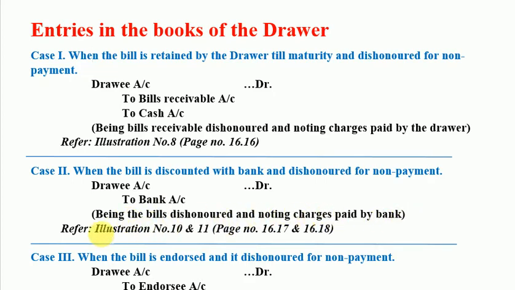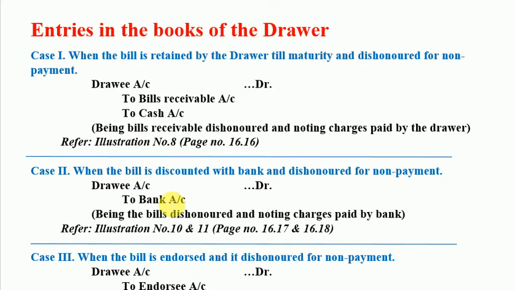For this, you must refer to illustrations number 10 and 11 in your textbook, where in illustration 10 the drawer is Amrit. On the dishonor date, Amrit passes the entry on April 4: Bhanu account debit to bank account 51,000. Now the difference between the previous case and this case is that in the previous case noting charges were credited to cash account, because the drawer himself pays the amount to the notary public. But in case of discounting of a bill, the noting charges are not paid by the drawer but by the bank, because the bank is the holder of the bill. So we will include the noting charges in the same dishonor entry.